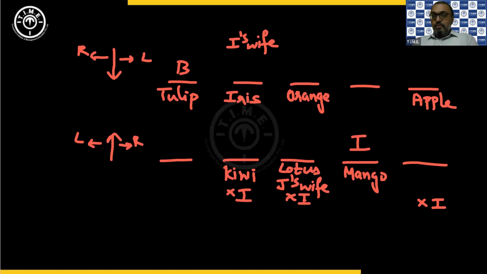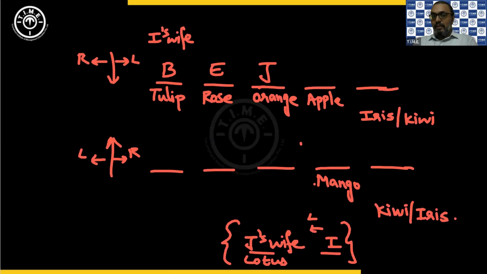Now again, J's wife is north facing, so I need J in the south facing. So J, the only position I can give is apple. Then you can have E and rose between orange and apple. So these are the three things.